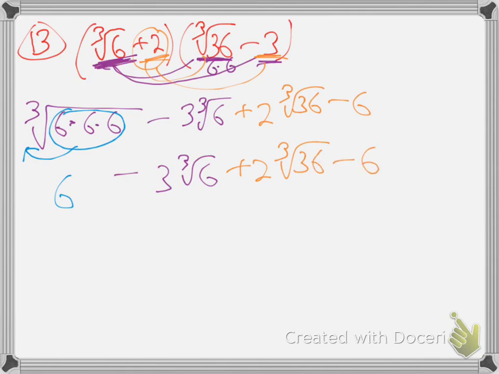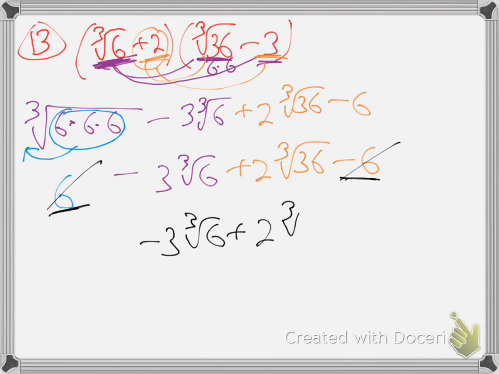Except we can do one more thing now. 6 minus 6, they're just going to cancel, huh? So we have minus 3 third root of 6, plus 3 third root of 36, and that's it. We can't combine those any further. They're different roots, so remember it's unlike terms. They have to be the same roots in order to add or subtract, so they just stay as they are.